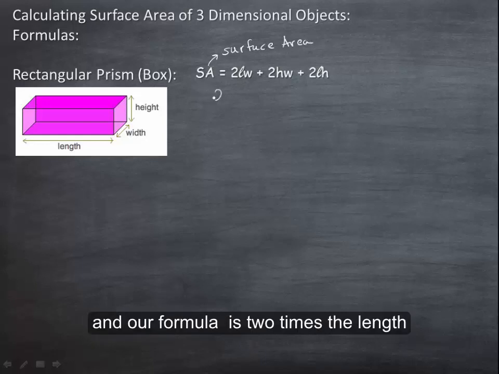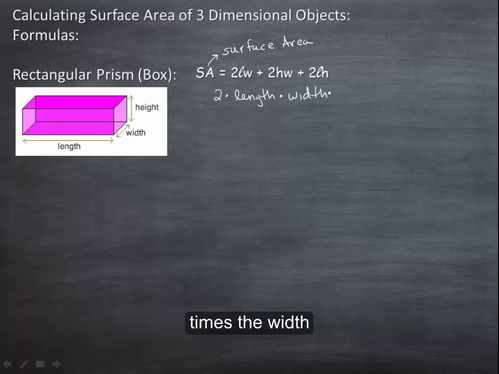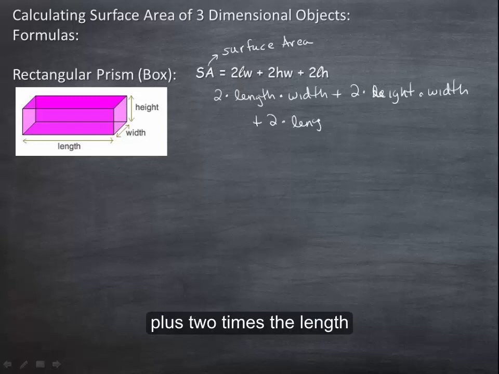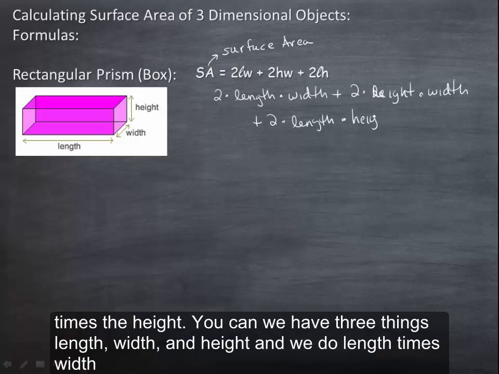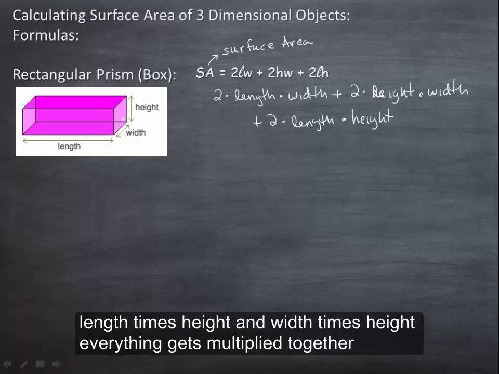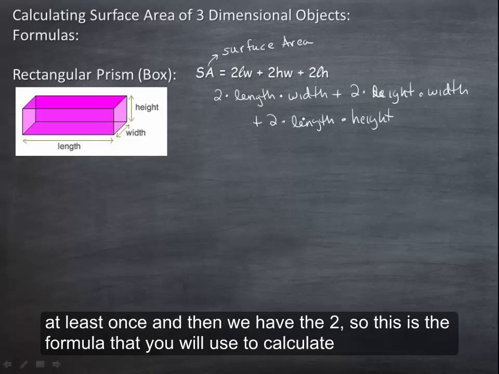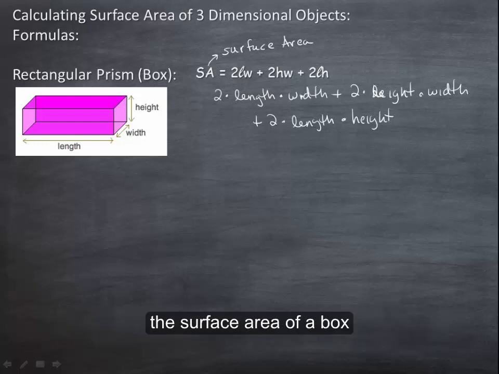Our formula is 2 times the length times the width plus 2 times the height times the width plus 2 times the length times the height. Now you can see we have three things, length, width, and height, and we do length times width, length times height, and width times height. Everything gets multiplied together at least once, and then we have the 2's. So this is the formula that you'll use to calculate the surface area of a box.